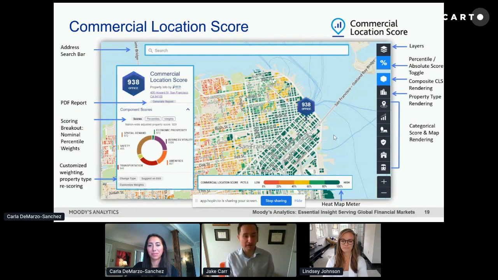And again, hats off to our development team for putting all of this massive amount of information into one simple to use interface. And I think with that, we open up for questions.